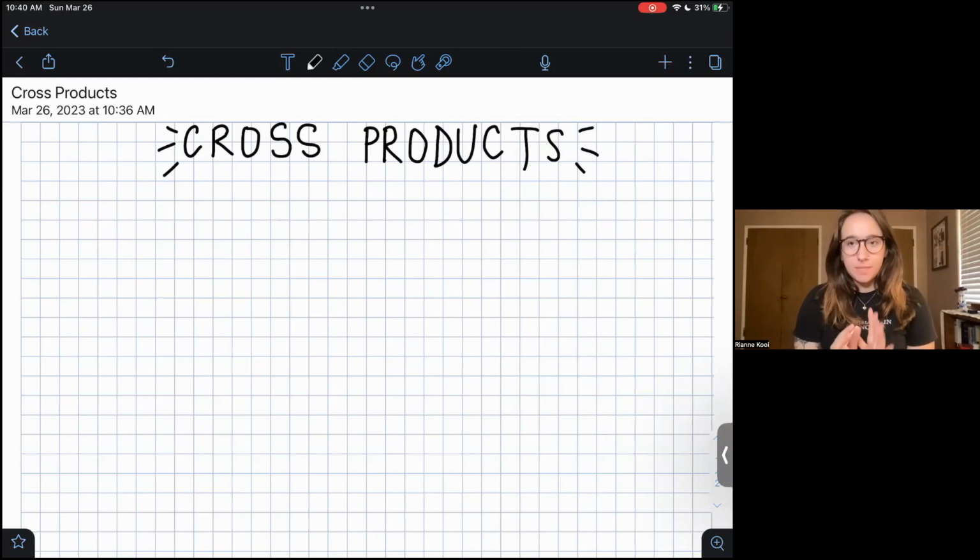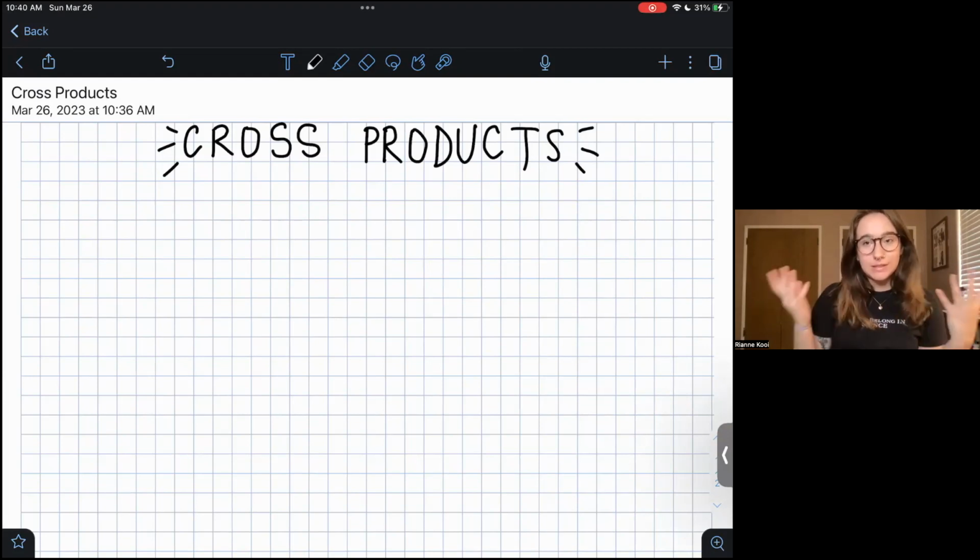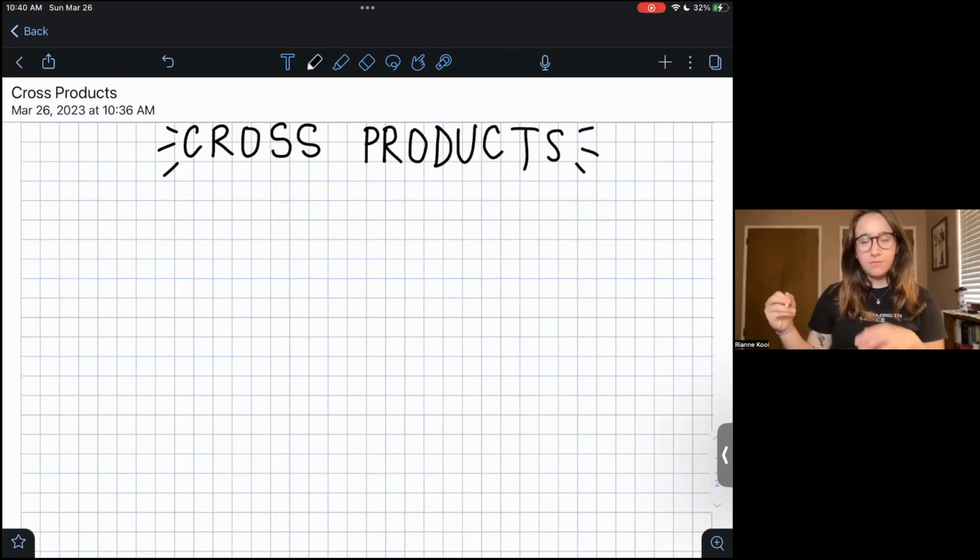This week we're going to be talking about cross products, and we're also going to be talking about magnetic fields and how magnetic forces interact with conducting mediums. In this case, we're going to be talking about a wire, but let's start with some cross product review. So I'm going to talk about a few different ways that we can think about cross products.